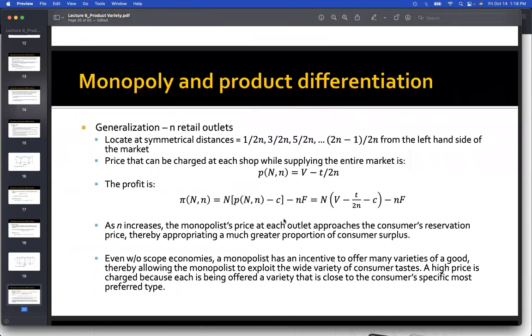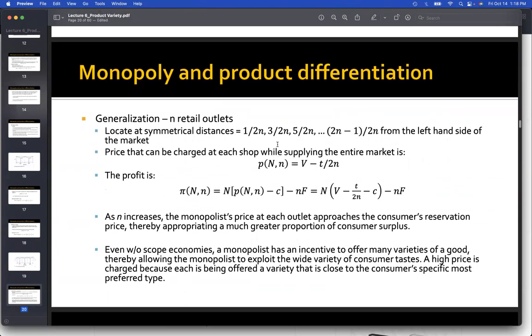So with N retail outlets, the price that can be charged for supplying the entire market is the following. I invite you to add in the numbers. For example, if N is equal to 1, it's 1/2. If N is 2, then it's 1/4, etc. And then in general, for the N case, it's this one. Where the decision really here is for the monopolist, what should N be?